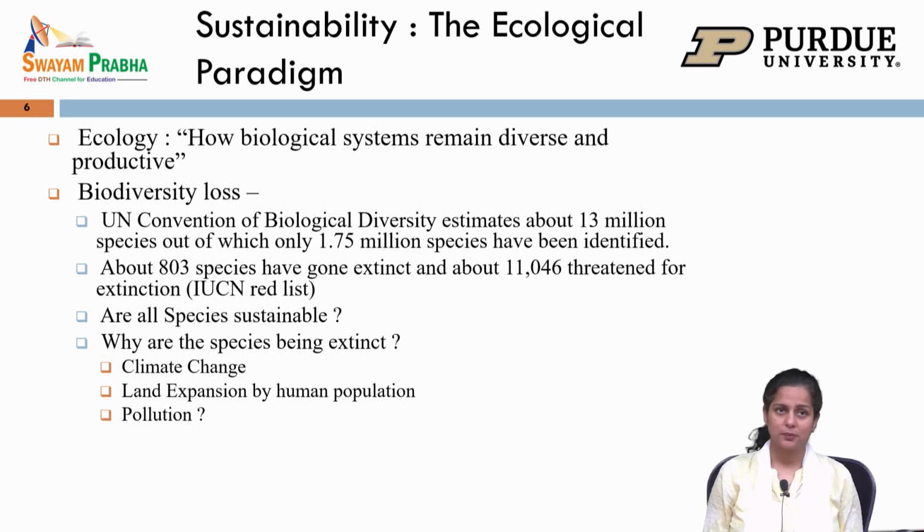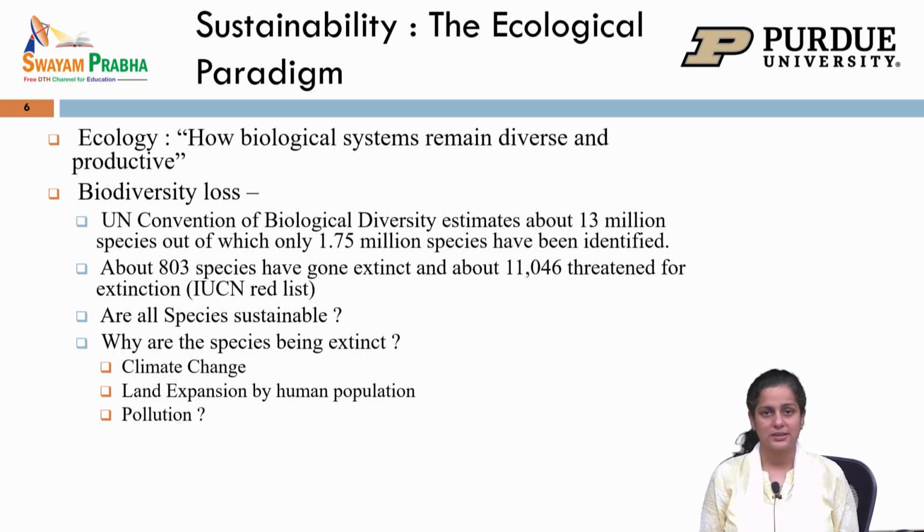Some scientists believe that climate change, land expansion by the human population, which is definitely the interaction of humans with nature, and pollution are key causes of the extinctions that have been happening. So, from the ecological systems perspective, we are really thinking about the balance of what exists in the ecological systems and how sustainable it is with the growth that we are continuing to make on this earth.